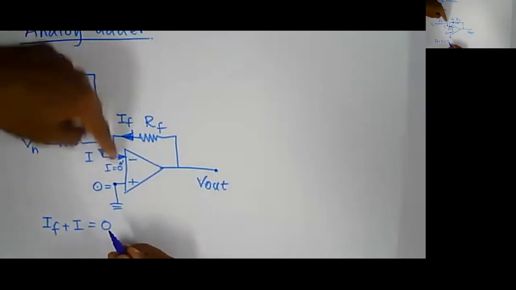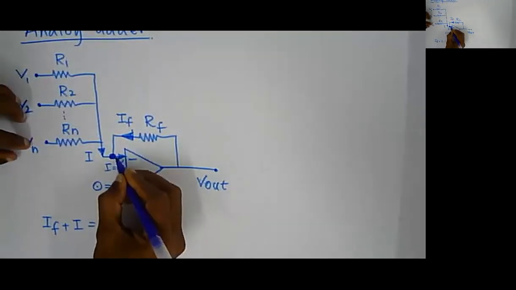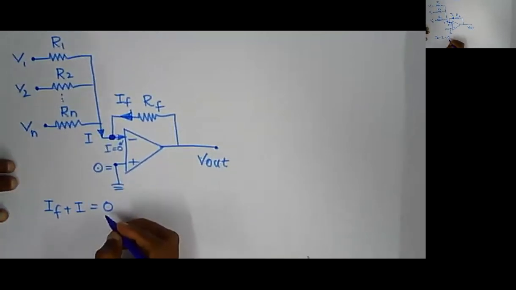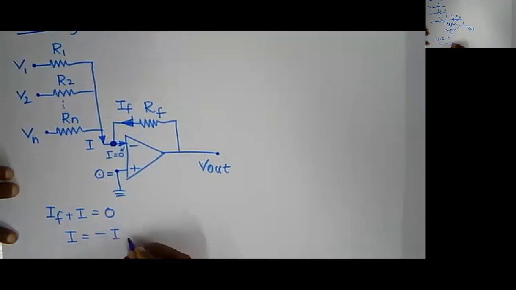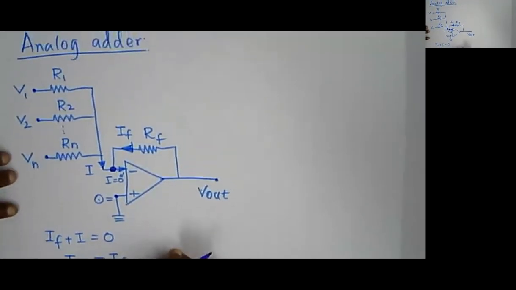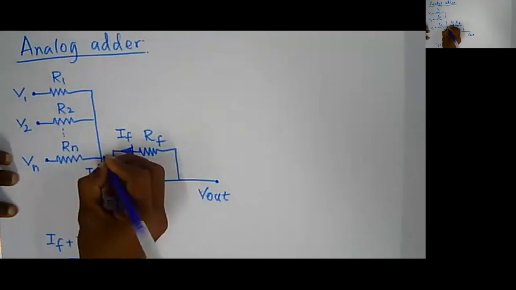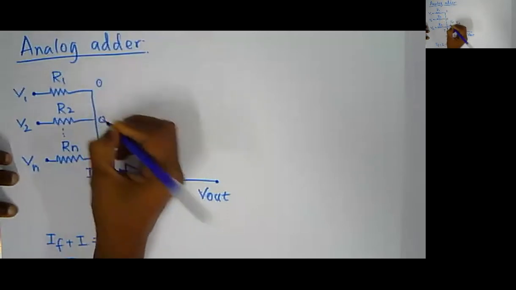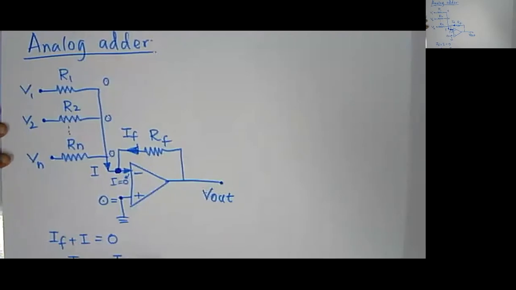They are incoming currents, both of them coming to the node, so I am adding them, but nothing is going through the op-amp. So I is 0. Hence I can write IF plus I is 0, or I equals minus IF. Clear? Now the voltage at this point is 0, and the voltage at this is 0. Hence along the whole wire I am going to have 0 potential.